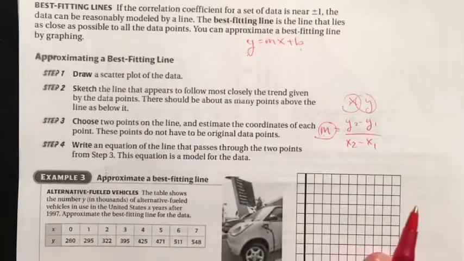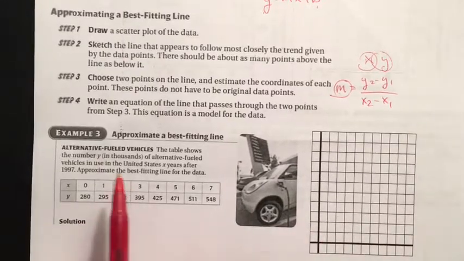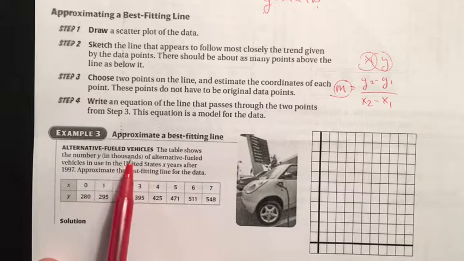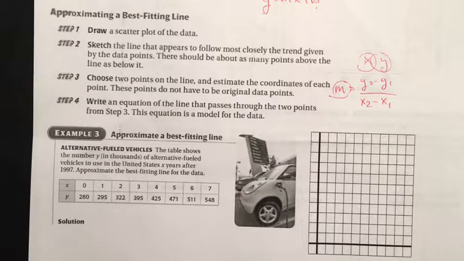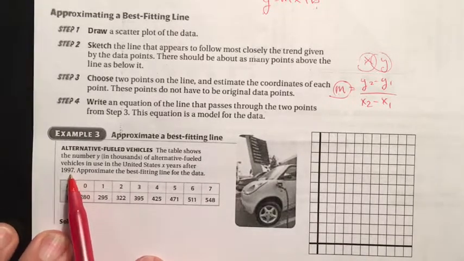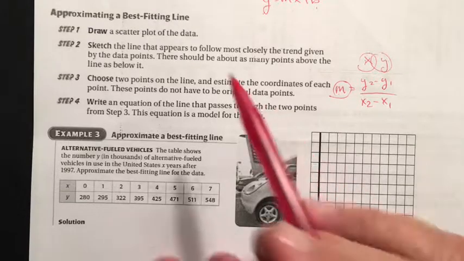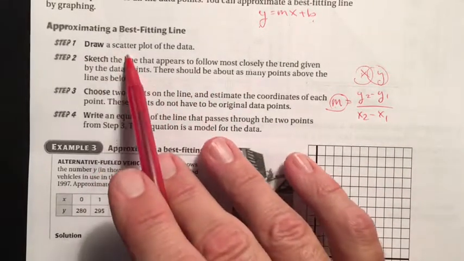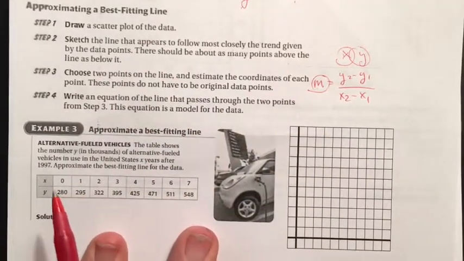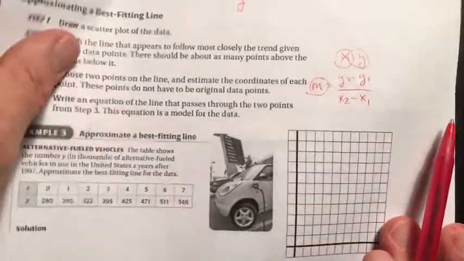Let's see an example. First problem, example 3, says approximate best fitting line, alternative fueled vehicles. The table shows the number y in thousands of alternative fueled vehicles in use in the United States x years after 1997. You guys weren't even around back then. Approximate the best fitting line for that data. Well, let's go through the steps which are listed above. First thing is draw the scatter plot of the data. All right, come over here and say, whoa, there's no numbers on here. How do I know where to graph them?